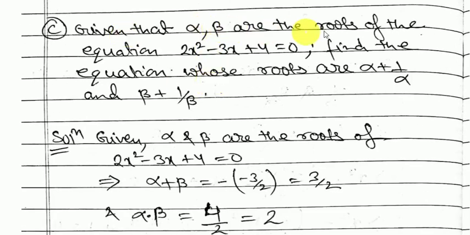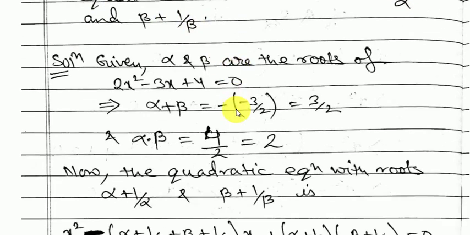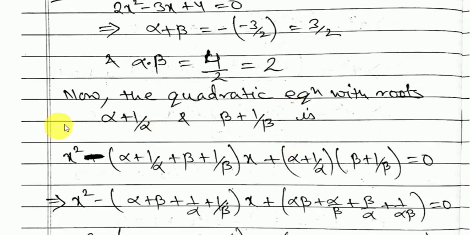Given that alpha, beta are the roots of the equation 2x square minus 3x plus 4 is equal to 0, find the equation whose roots are alpha plus 1 by alpha and beta plus 1 by beta. Same way we have to proceed. So alpha and beta are the roots of 2x square minus 3x plus 4 is equal to 0. So we'll find alpha plus beta, that is 3 by 2, and alpha into beta, that will be 2.